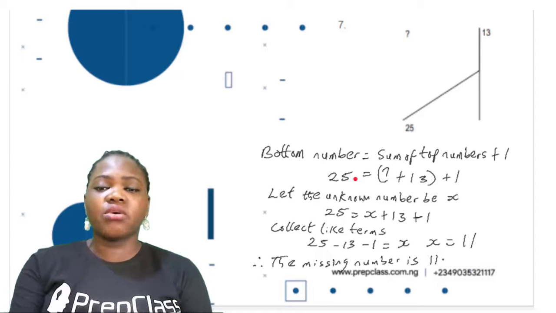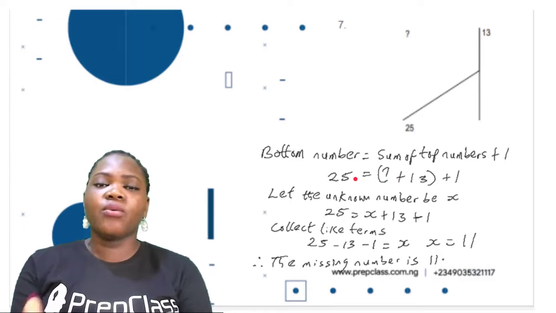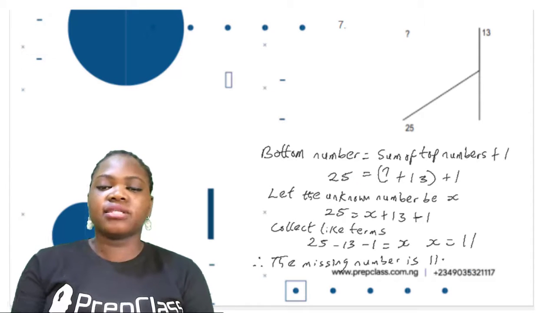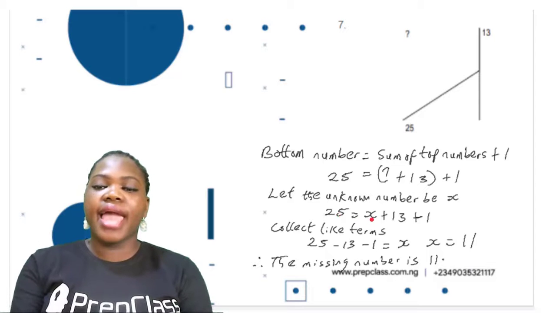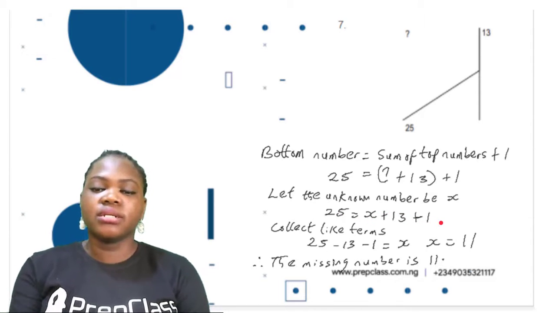But instead of using a question mark to represent the unknown number, why not use a letter? Okay, so let the unknown number be X. So 25 equals X plus 13 plus 1. Now that we have it this way, we have to collect like terms.